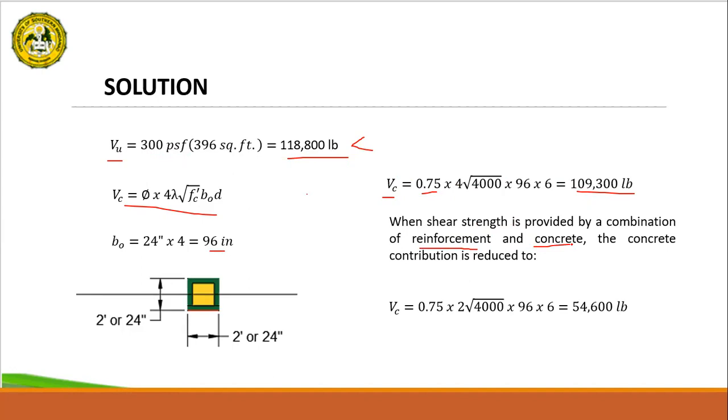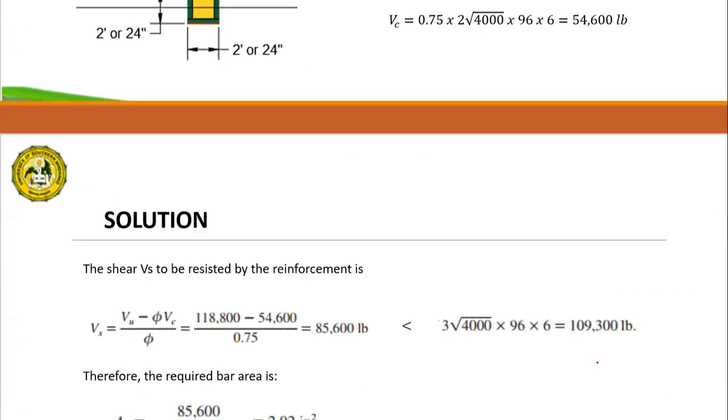So if we use a combination of reinforcement and concrete, ang concrete contribution will be reduced to yung isang formula, no? So from 4, magiging 2 na lang siya. So ang ating VC, the concrete contribution for shear is 54,600 pounds, and the remaining will be contributed by the shear reinforcement na. So tingnan natin.